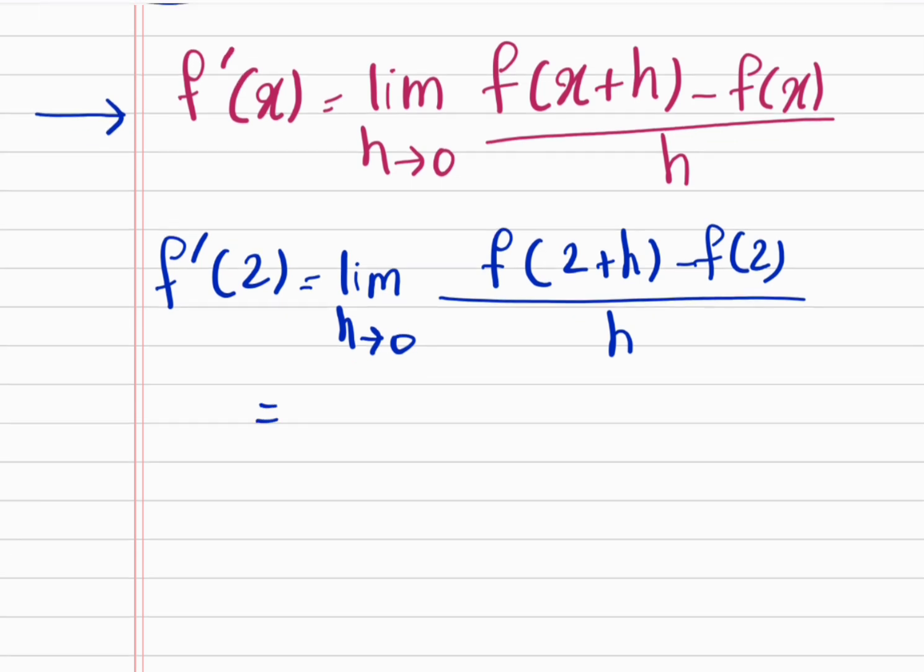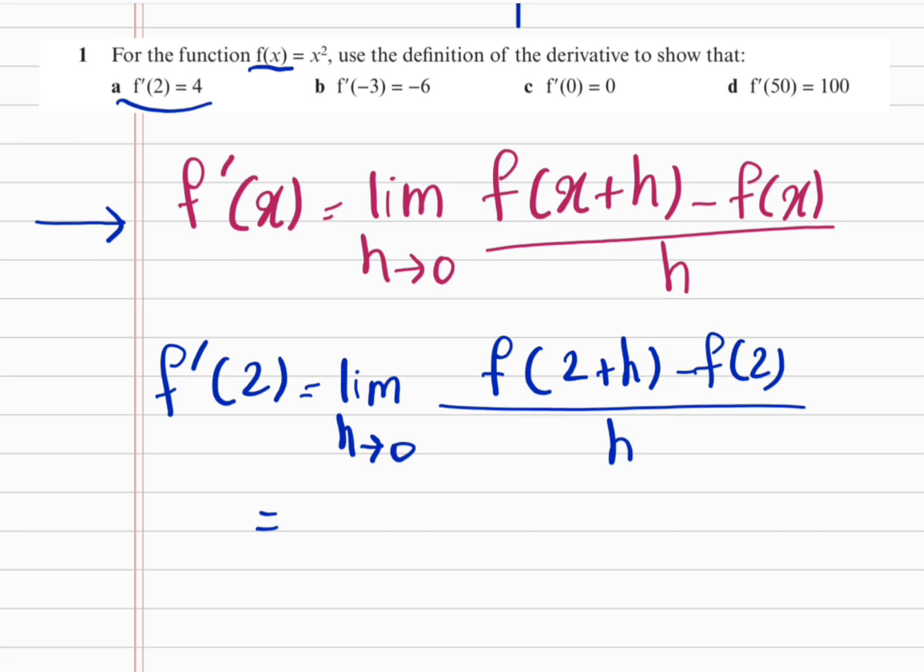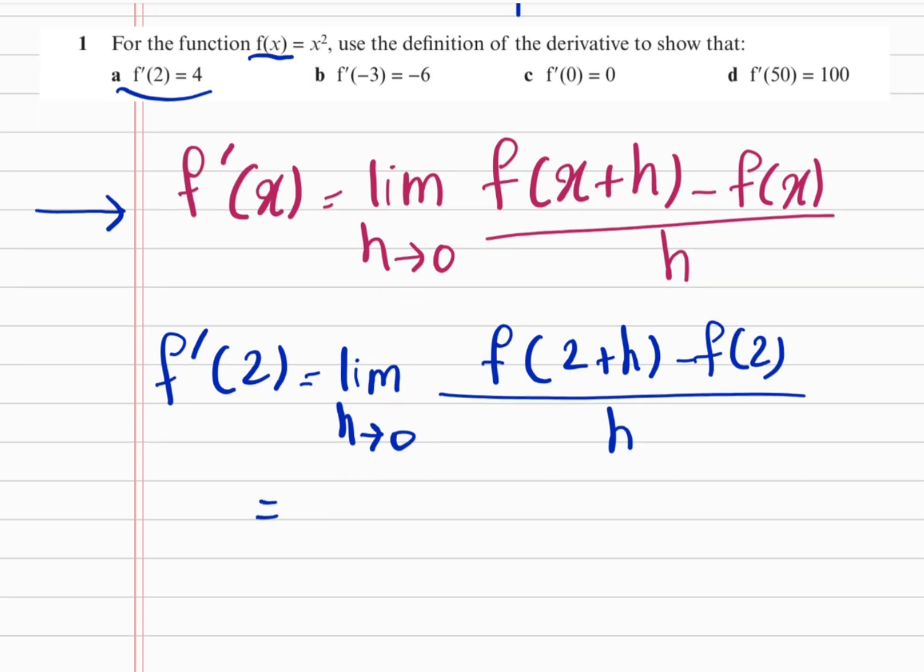For the next step, we need to understand that the function we have, f of x, is x squared. So when they say f of 2 plus h, that just means you do 2 plus h squared, right? And the same thing with f of 2: f of 2 means 2 squared. So let's use the definition of the function here.